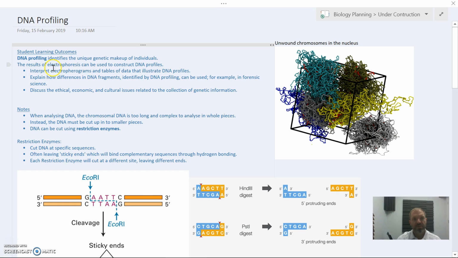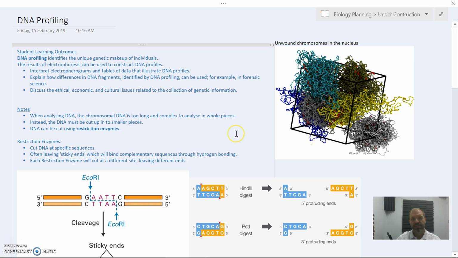One of the key terms within this is electropherograms and electrophoresis. So electrophoresis is a process used to separate pieces of DNA based on size, and an electropherogram is a graph that comes from that process that allows you to look at bands of DNA, where they are and how intense they are.